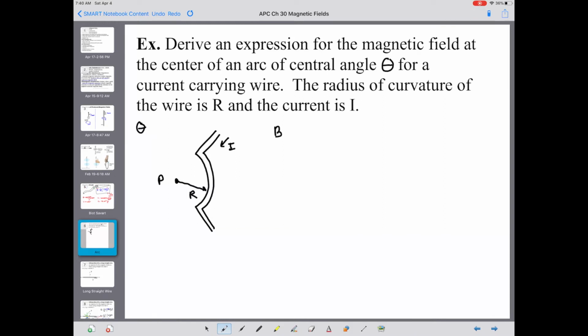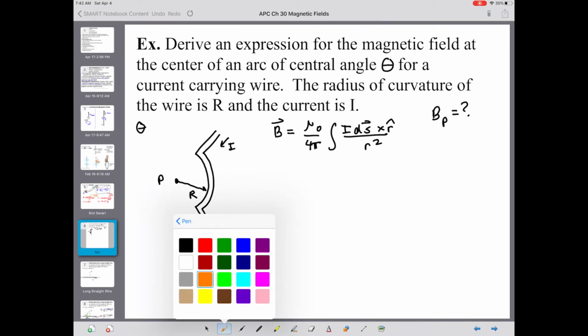So same steps we followed on previous derivations. There's our base equation that we're going to start from, and we want to calculate what is the field at location P, specifying the variables. That's the second step in a derivation.